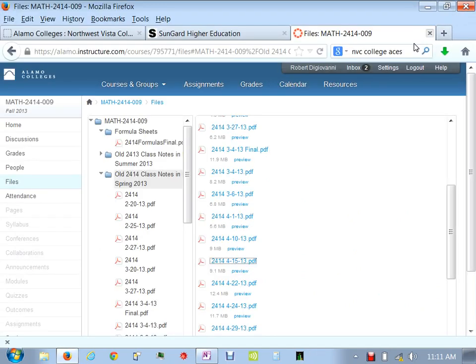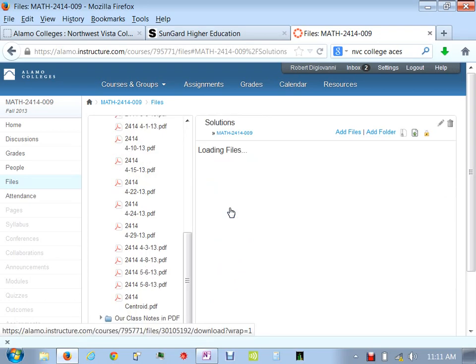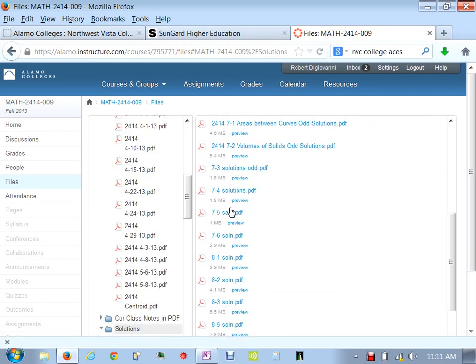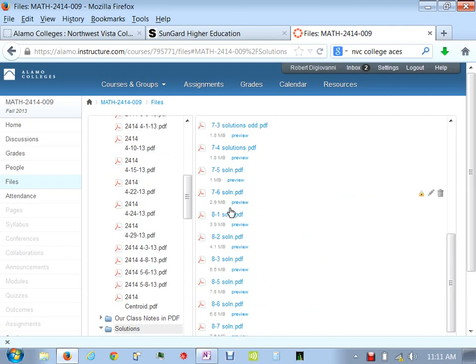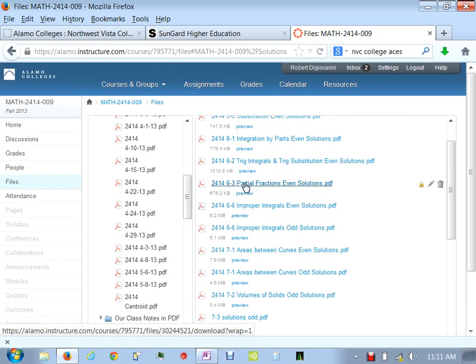Close that. What else? Solutions. I've already worked most of the problems in this book. There's a solution manual that you can buy that has just odd problems, and then there's an instructor solution manual that has even and odd. But that book is just too tedious for me. So I've just worked most of these myself.